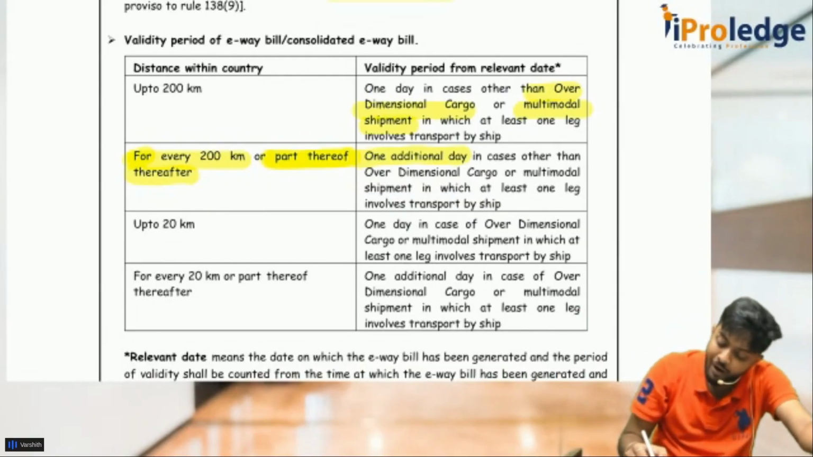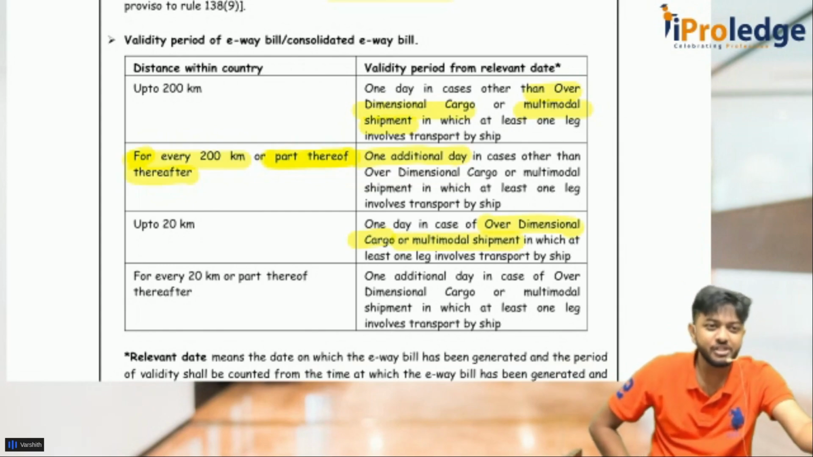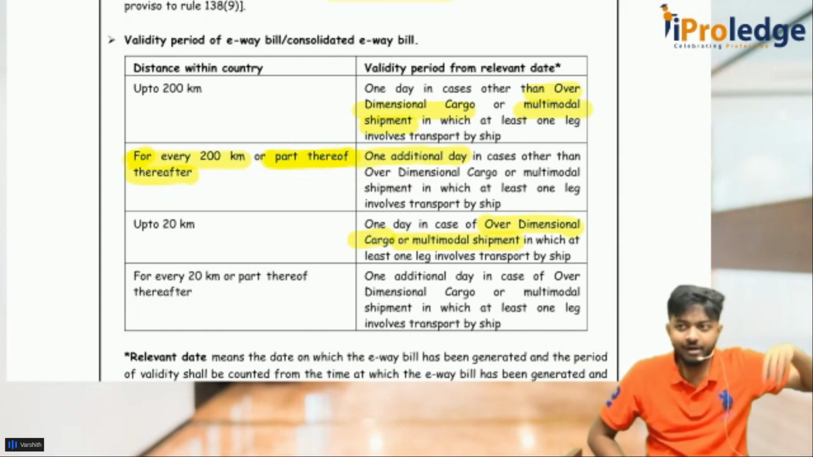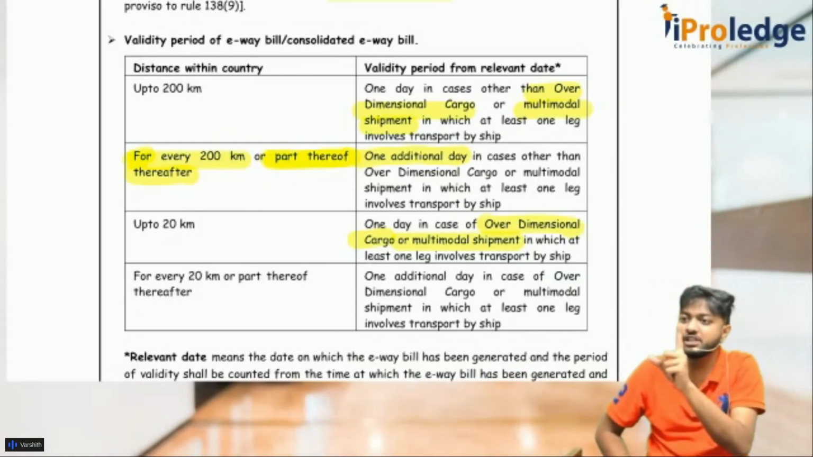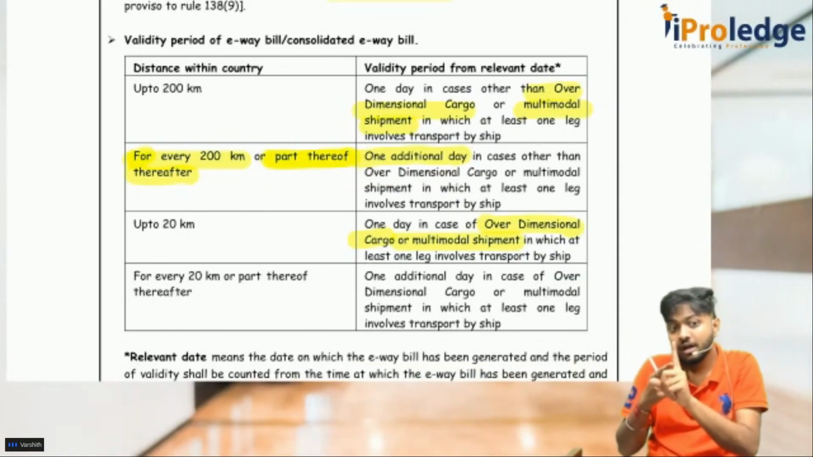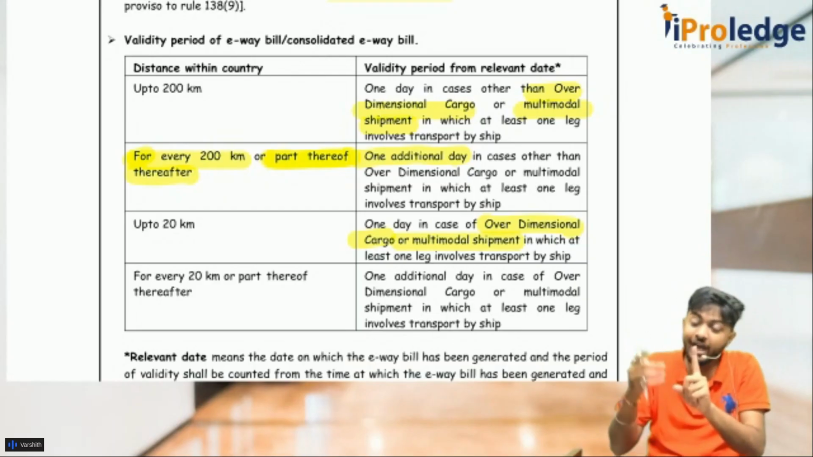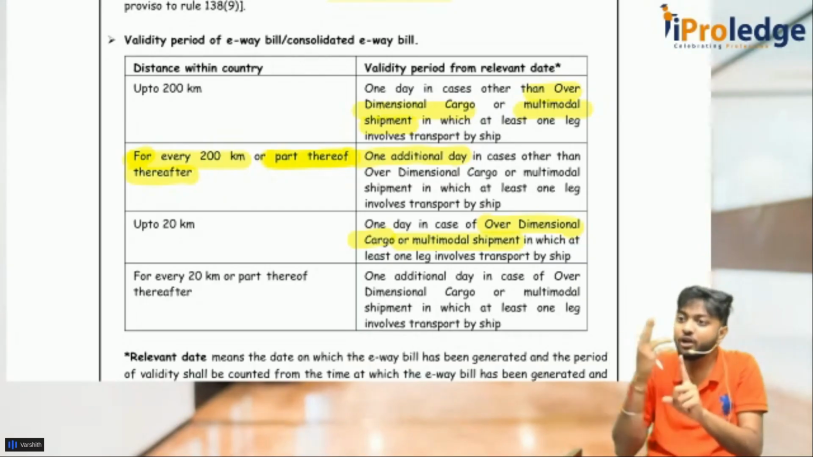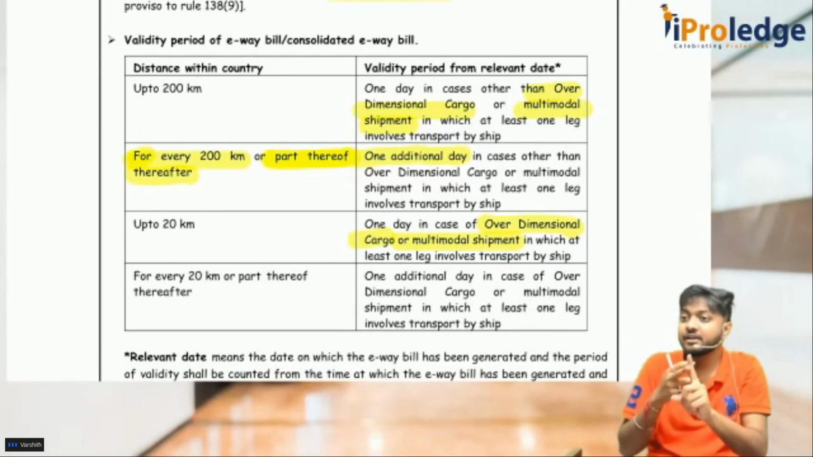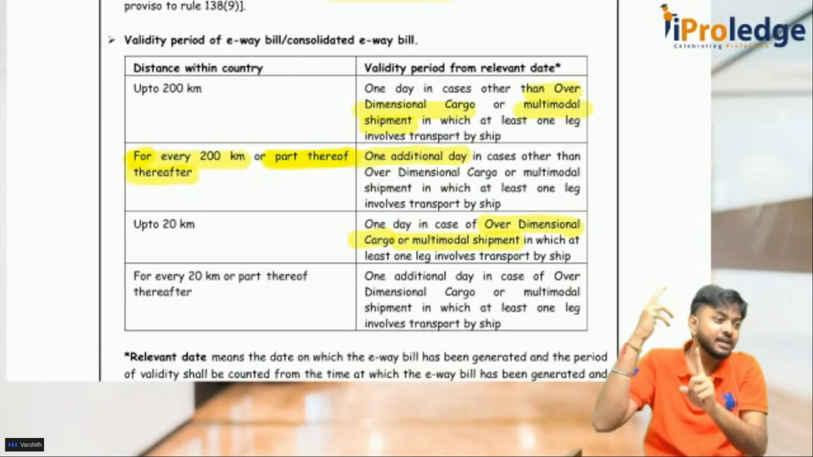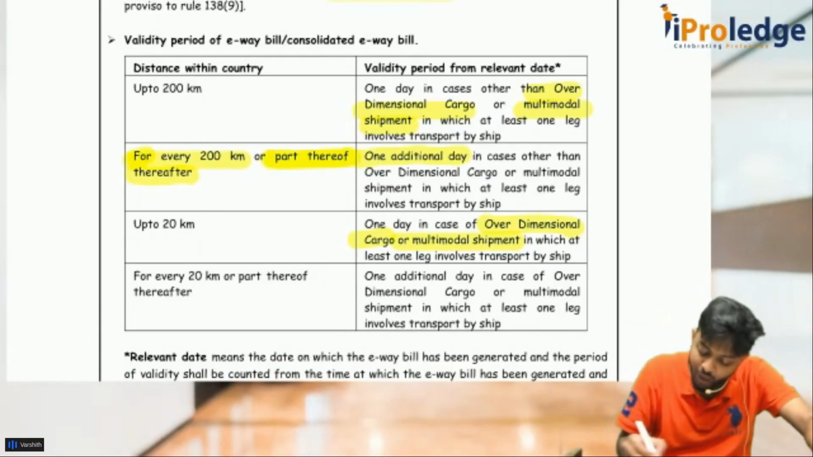If it is over dimensional cargo or multimodal shipment. Okay guys, multimodal shipment means goods is going from one place to another place, not by one mode of transport. Via road, via air, via water. More than one mode of transport it is using, not only road, water, air, and then it is reaching location B. And they are telling it involves one leg involves ship.